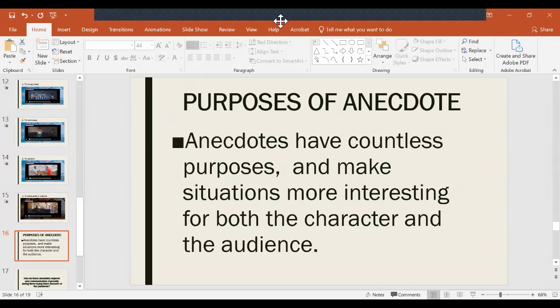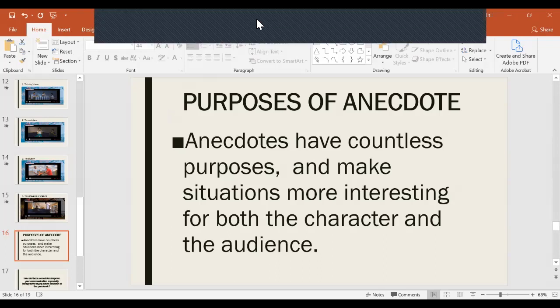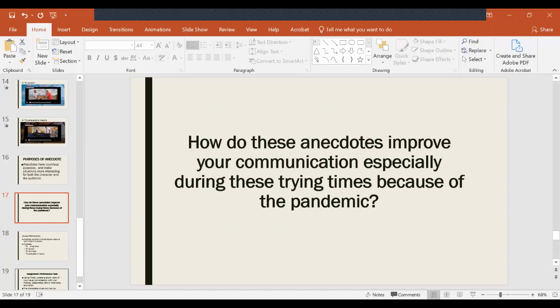Okay, so any questions so far? Any questions, clarifications, or violent reactions? Meron ba? Andyan pa ba kayo? Wala na? Wala naman na? Okay, so how about this one? Let's answer this one. How do these anecdotes improve your communication, especially during these trying times because of the pandemic? Siyempre, nasa bahay lang kayo lahat, di ba? Hindi kayo lumalabas. Paano siya nakakatulong sa inyong communication with your family? O kaya, minsan lumalabas din kayo, pumupunta kayo sa school, you meet your classmates. Paano siya nakakatulong? Paano siya nakakapagpaganda ng communication flow?